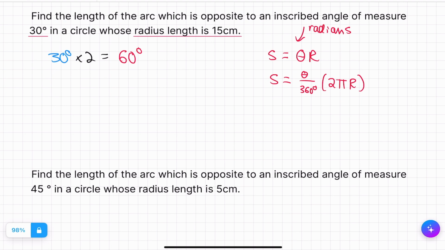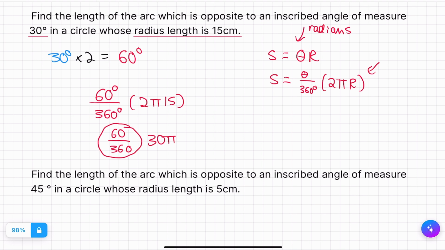So let's plug in our values to this degrees equation and solve. We have a central angle of 60 degrees over 360 degrees times 2 pi times our radius of 15. Right away, we can simplify this. We can multiply 2 times 15 to get 30 pi times 60 over 360. And now let's simplify this.